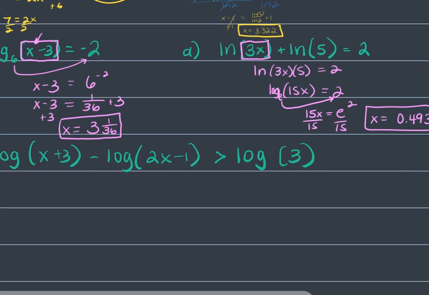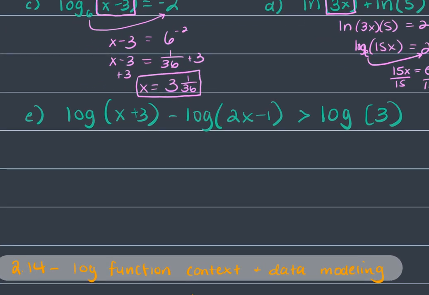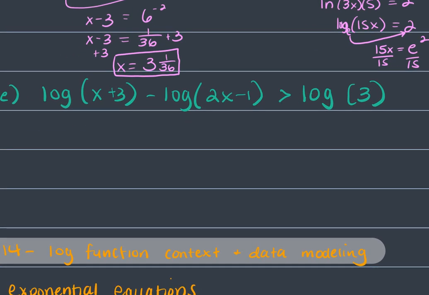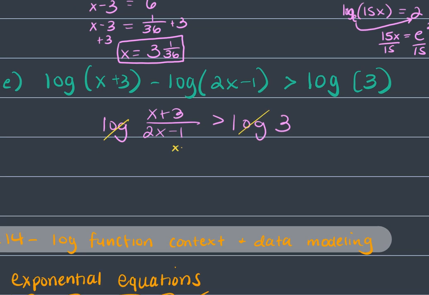Okay, then in this section you also had inequalities. So in example E, you've got log of x plus 3 minus log of 2x minus 1 is greater than log of 3. So first thing I have to do is condense that left side, right? This time there's a minus, which means what? Divide. So it'd be x plus 3 over 2x minus 1 is greater than log of 3. Now what? Good. Got a log on either side of the inequality sign, so I could literally ignore it. And I get x plus 3 over 2x minus 1 is greater than 3.